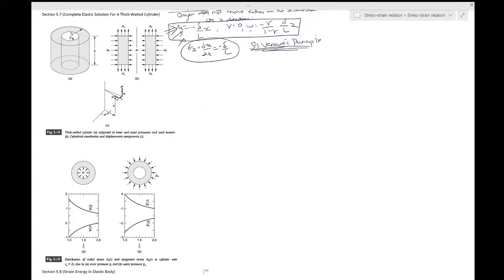Okay, so we begin with section 5.7, which is complete elastic solutions for a thick-walled cylinder. And one of the things I would want to say right away is that we discuss this section for the sake of solving a variety of interesting problems.